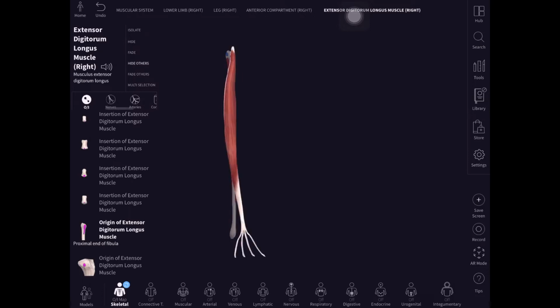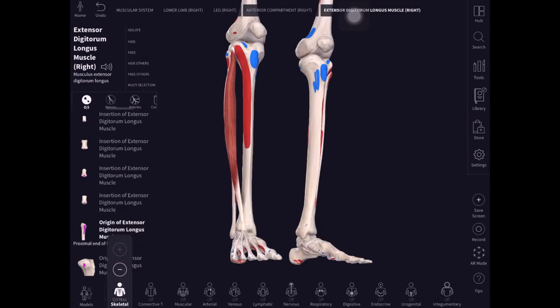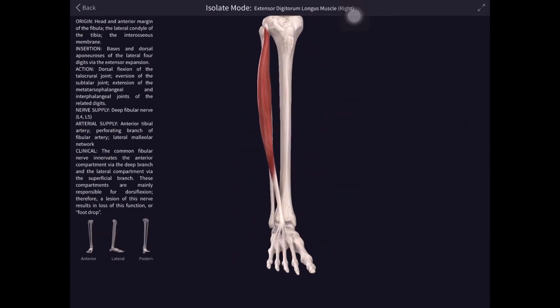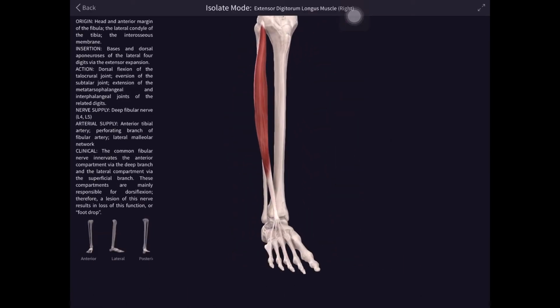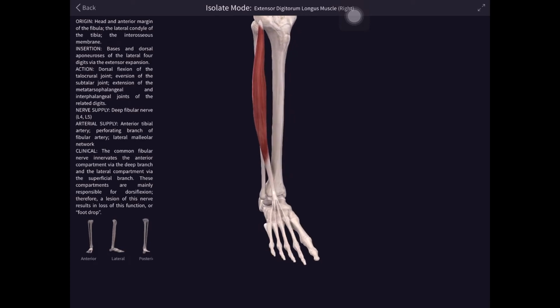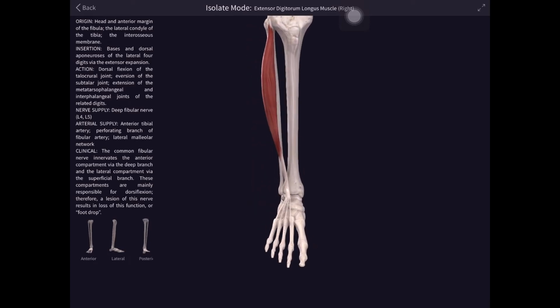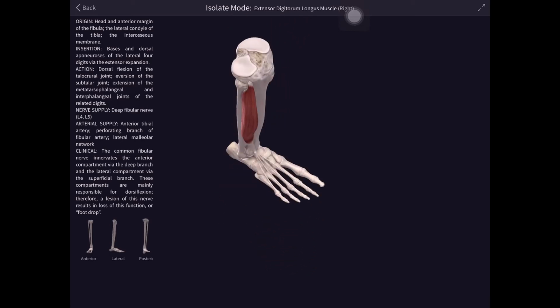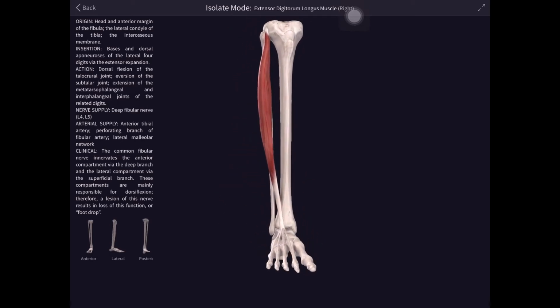You see the muscle, and you see here the muscle starts from there, goes down, and it is called digitorum longus. You see your second, third, fourth and fifth toes, it is going and attaching. It splits and attaches to your digits. That's why it is called extensor digitorum longus.